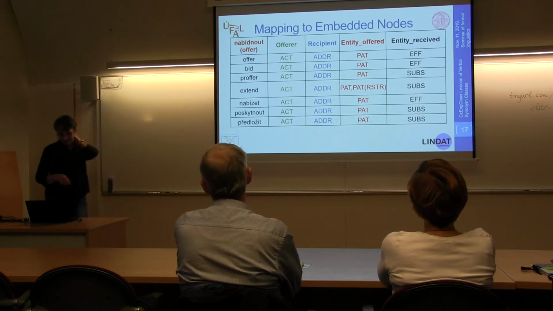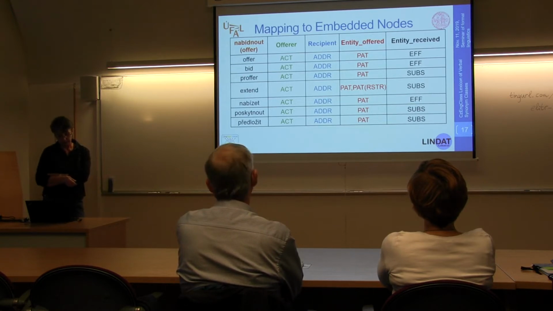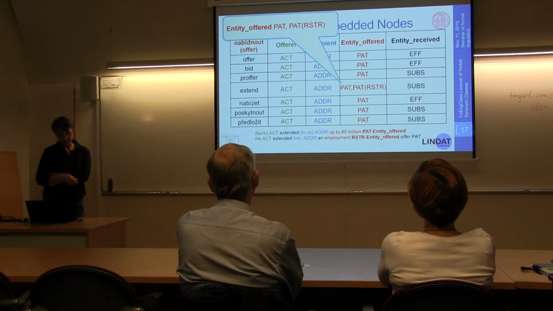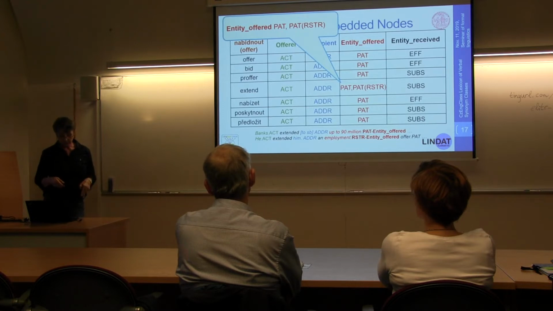Sometimes the situation in the sentences can be even more complicated, as in this synonym class nabídnout, offer. Here the entity offered semantic role can be either mapped to the patient valency slot, or it can be mapped to something which is somehow embedded in the dependency tree. By embedded, I mean that the dependent is not the direct dependent of the verb, but it's somehow deeper in the dependency tree.